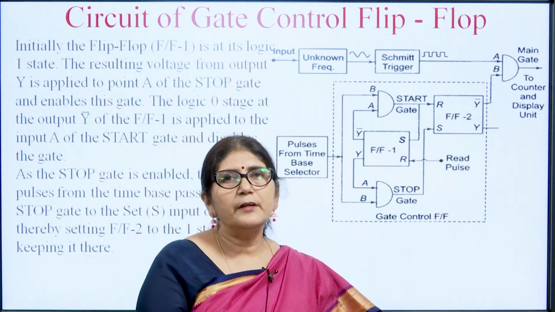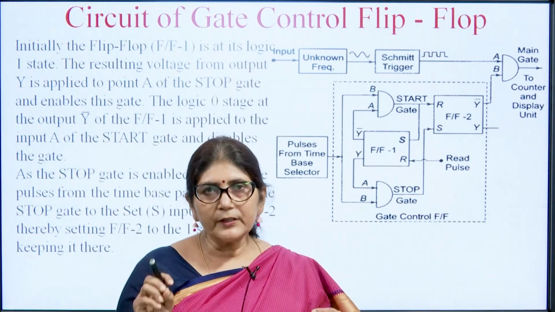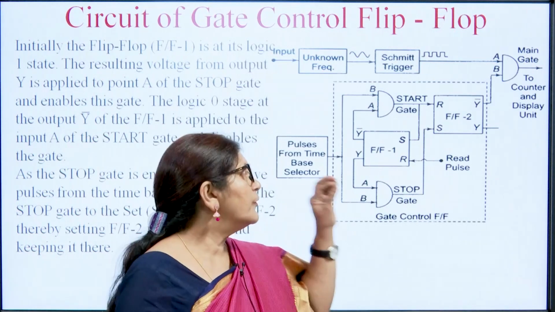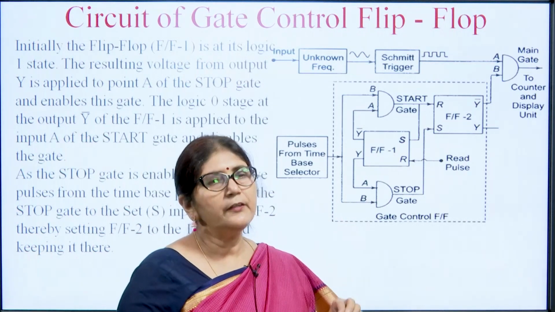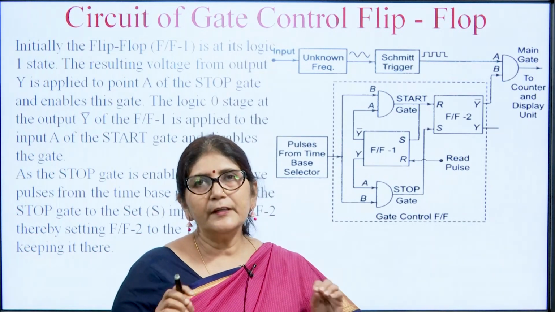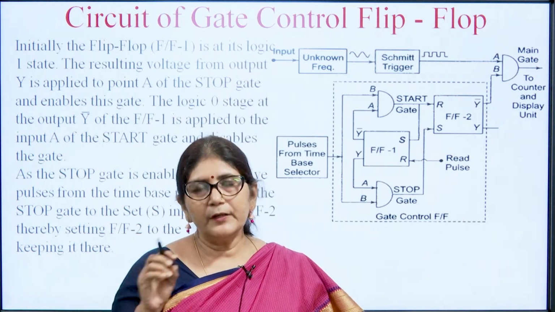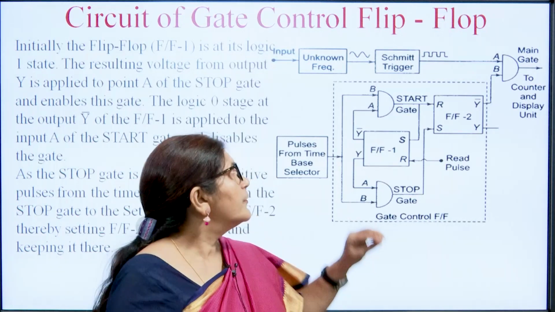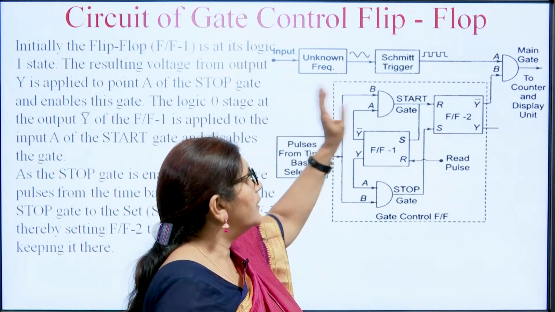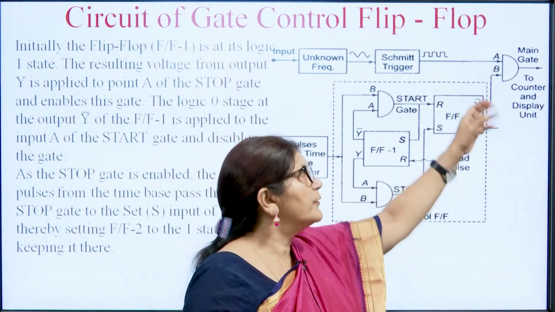But if the input voltage is not sufficient to switch on the trigger circuit, then we need to amplify that unknown frequency signal. So, the unknown frequency signal is either attenuated or amplified and then fed to the Schmitt trigger. A Schmitt trigger is a circuit that converts any type of waveform into a square wave. So, the input signal, of any type or form, is converted into a square waveform, and that square waveform is applied to the main gate.